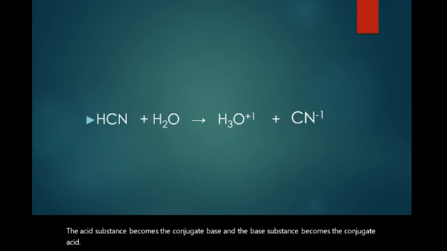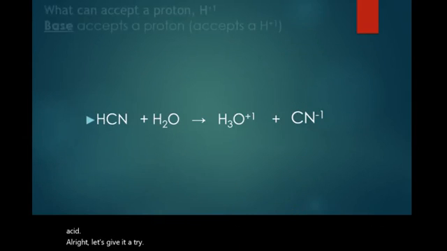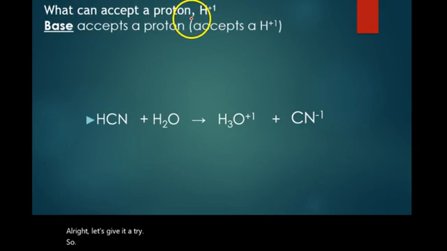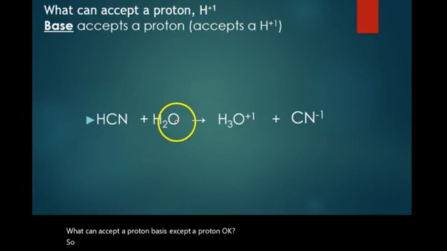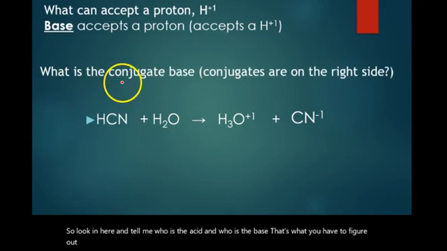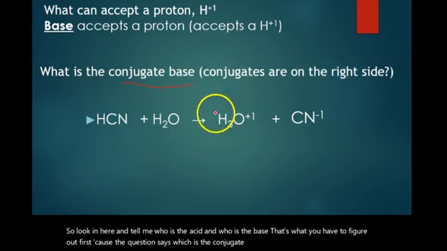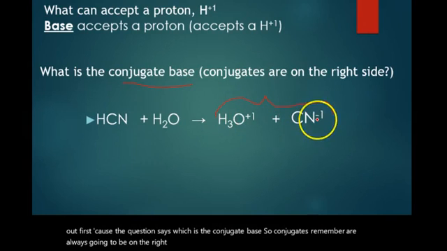All right, let's give it a try. So, what can accept a proton? Bases accept a proton, okay? So, look on here and tell me who is the acid and who is the base. That's what you have to figure out first, because the question says, which is the conjugate base? So conjugates, remember, are always going to be on the right side. So it's one of these two things.